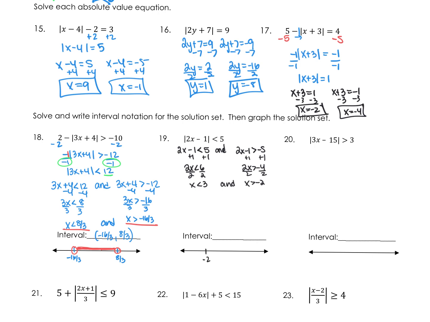So we need negative 2 and 3 on here. Read individually. X is less than 3, so open circle at 3 going this way. X is greater than negative 2, open circle going this way. They connect, which should check out with an and. So our interval will be negative 2 to 3.